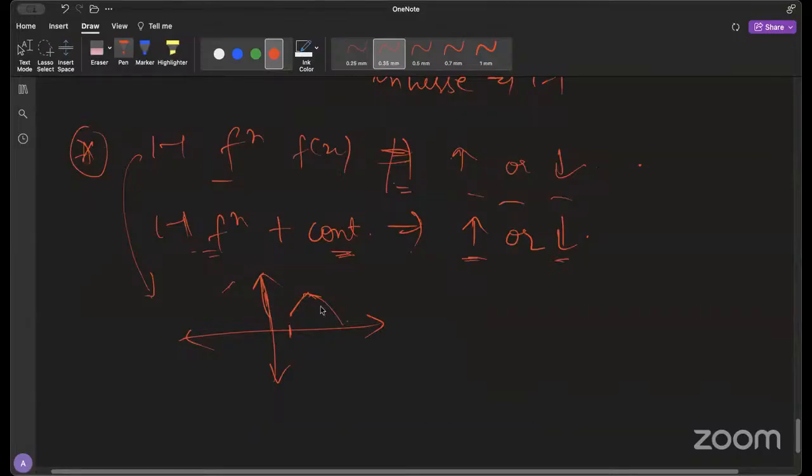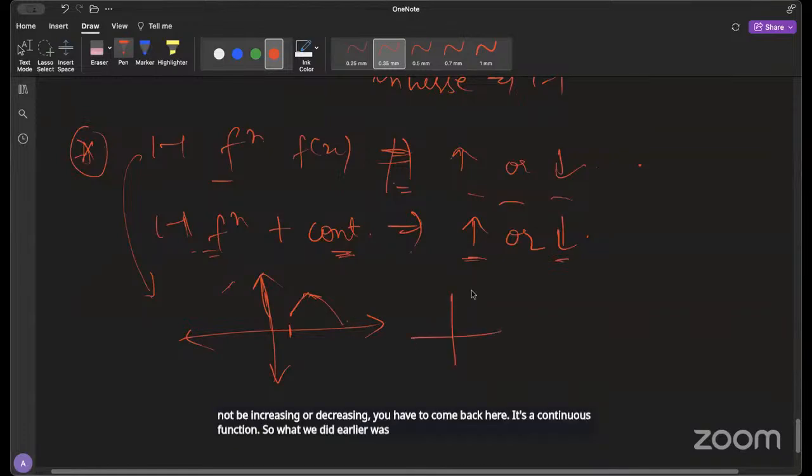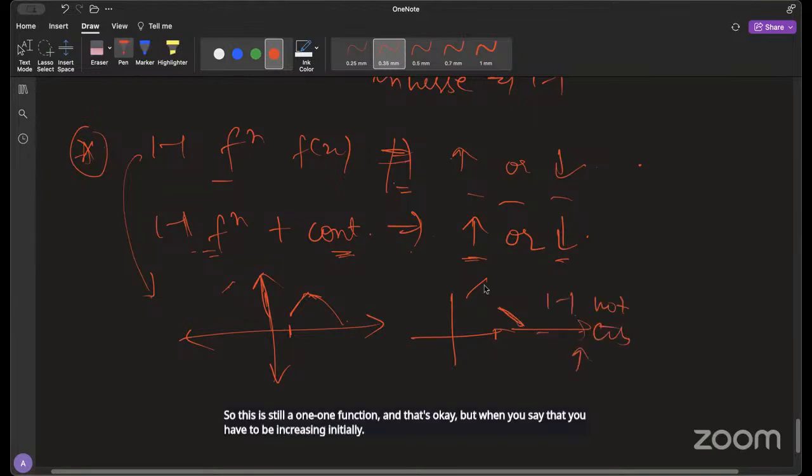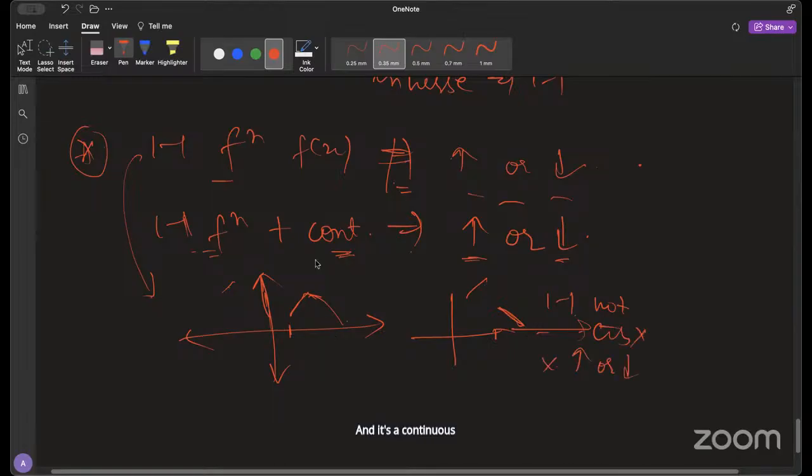What we did earlier was we took this thing and then we come back like this. We can do it because it's not a continuous function. That's why we can lift our pen, graphically, if you look at it. So if you have till this point, there's no problem because it's not a condition. So this is still a 1-1 function, and is that okay? It has to be increasing initially, and it's continuous. Is it fine now?